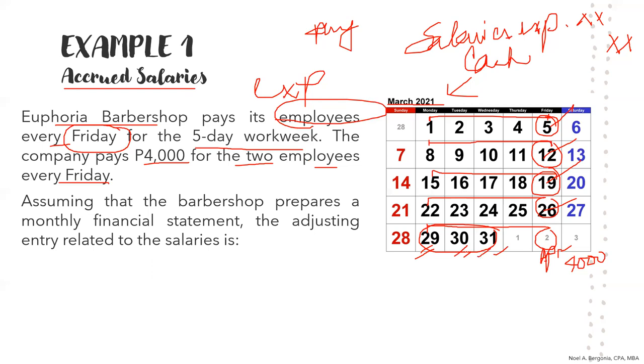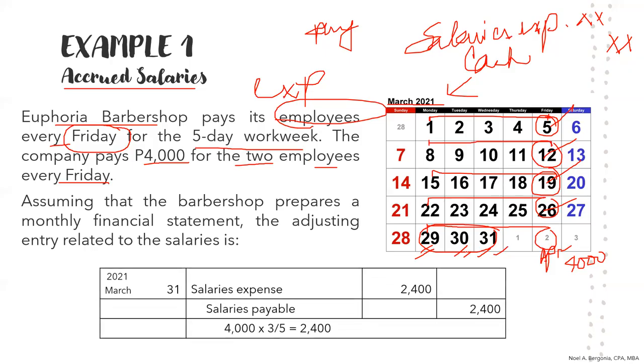So on March 31, which should be the date of our adjusting entry, kasi diba adjusting entries are prepared at the end of the reporting period. So ang entry po natin is debit salaries expense 2,400 and credit salaries payable 2,400. So saan nanggaling yung 2,400? 4,000 yung para sa 5 araw natin babayaran, diba? Kaso 3 araw pa lang naman yung nagagamit natin during March na hindi pa bayad over the 5. So that is equal to 2,400. Okay? So I hope that that is clear.